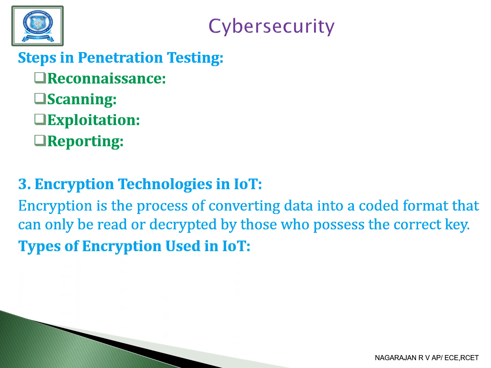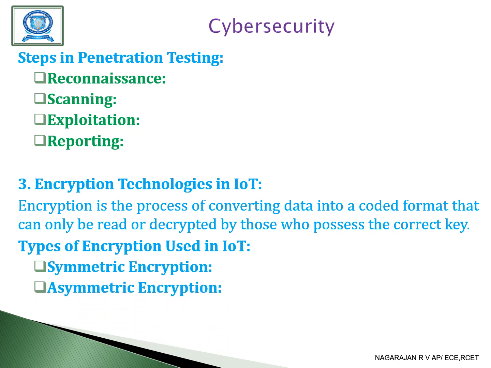And next, let us see the types of encryption used in IoT. We have three types of encryption. One is symmetric encryption. Symmetric encryption uses the same key for both encryption and decryption. It is fast and suitable for real-time data transmission, but requires secure key management. For example, using AES, the Advanced Encryption Standard, to secure data transmitted between a wearable health device and a mobile app.